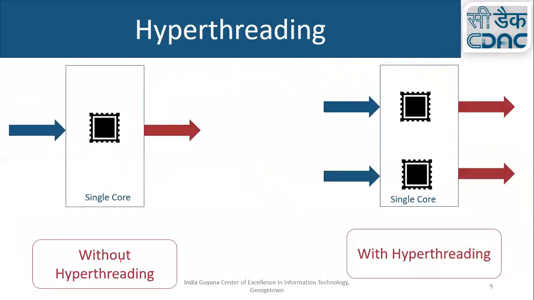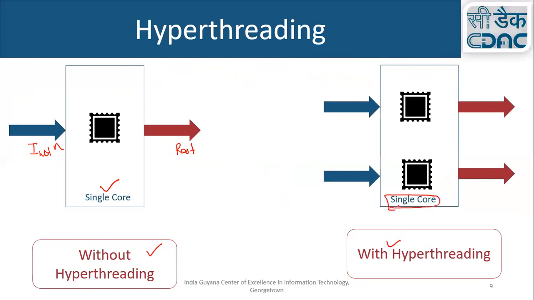So what is hyperthreading? If hyperthreading is not there, you have a single core, that is a physical CPU. You provide one instruction and the result comes. That is without hyperthreading. It's just straightforward. With hyperthreading, you have a single core.